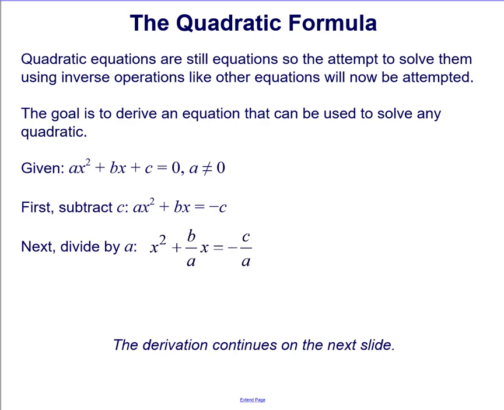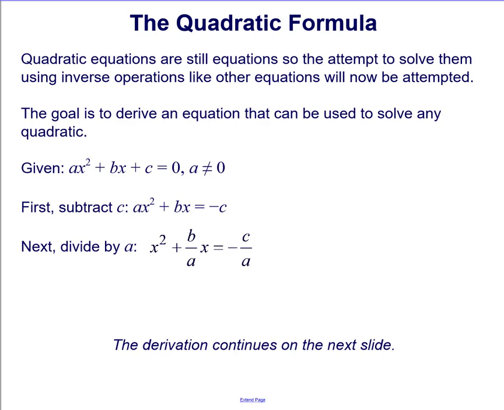Quadratic equations are still equations, so the attempt to solve them using inverse operations like other equations will not be attempted. The goal is to derive an equation that can be used to solve any quadratic. So first of all, we are given the general equation ax squared plus bx plus c is equal to 0. The condition is that a cannot equal 0.